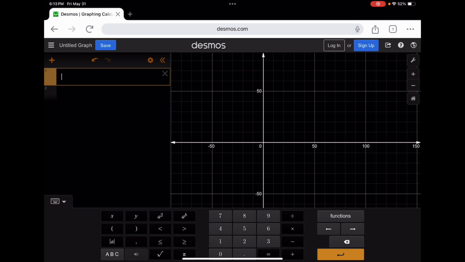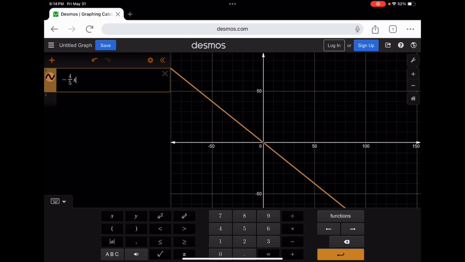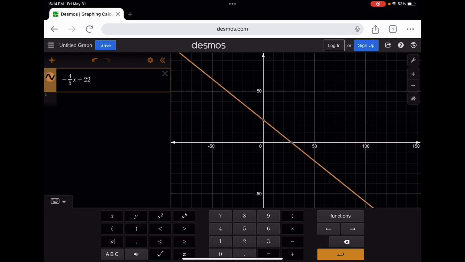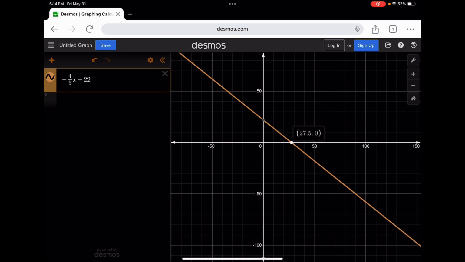So I will put my equation: minus 4 over 5 x plus 22. Yes, plus 22. Okay, so this is my line. So this point is what? This point is 27.5, 0 and this point is 0, 22 over 5.